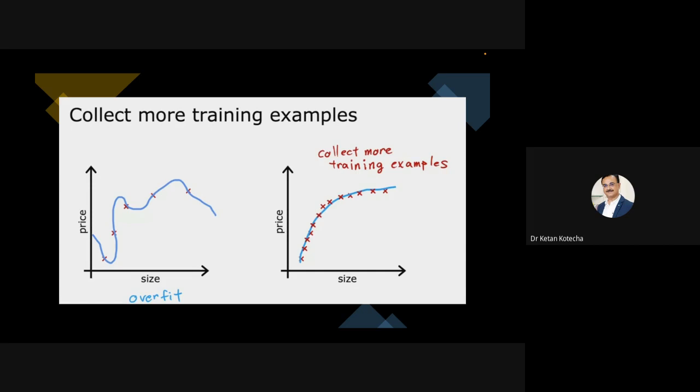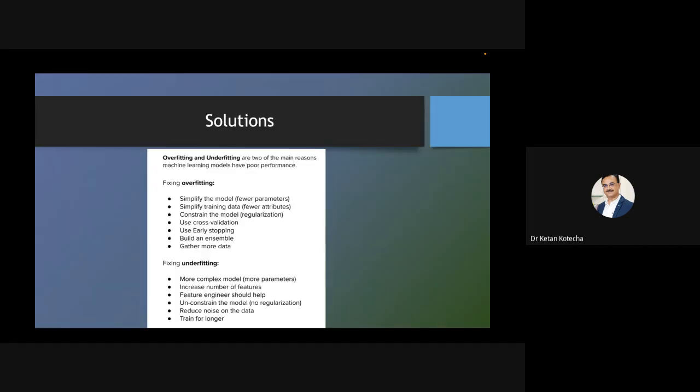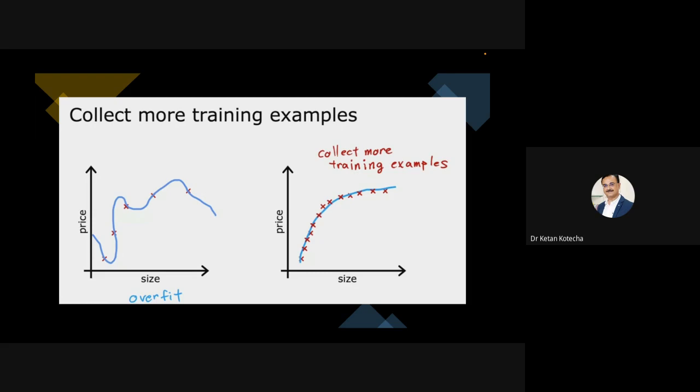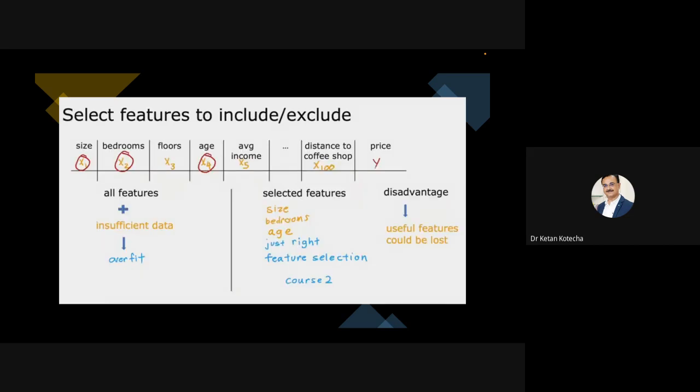One more way I told out of this is collect more training examples. So if the training examples are only these 5, you see how the model is fitting. But if you add more examples, it may be a smooth curve. So that is also one way of avoiding the overfitting.